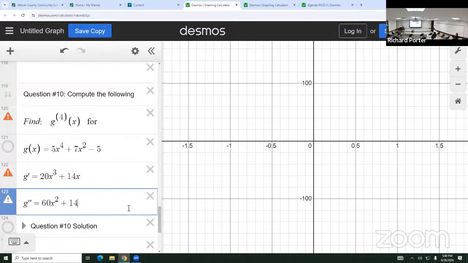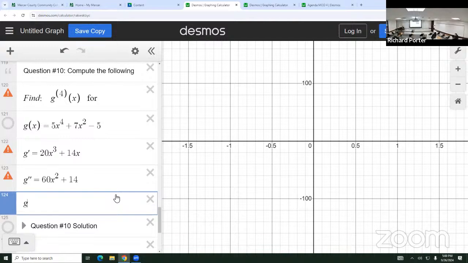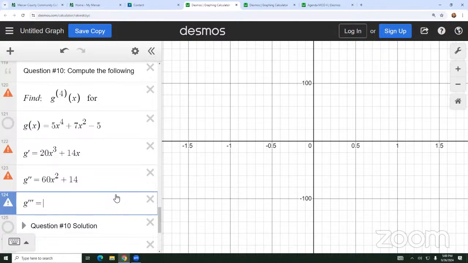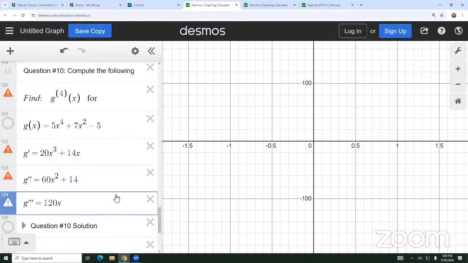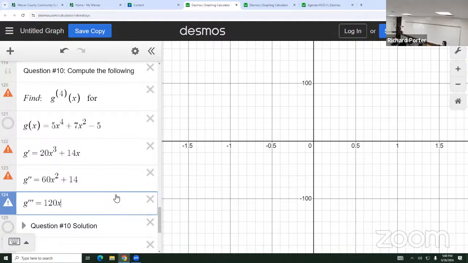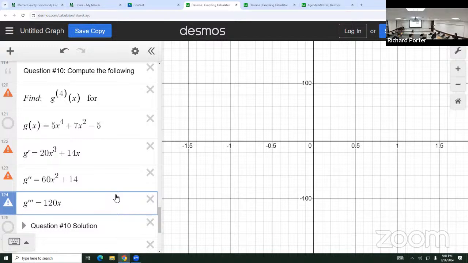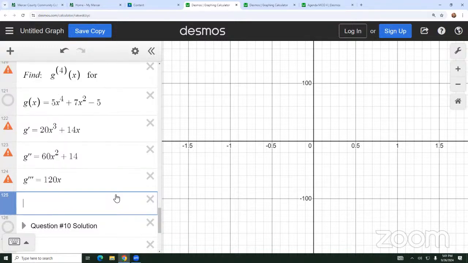Anusha, can you give me the third derivative? I'm not completely sure. Would it be 120? And x raised to what power? To the first power. That's correct. And what's the derivative of 14? That's a constant, so that's 0. Yeah, 0.